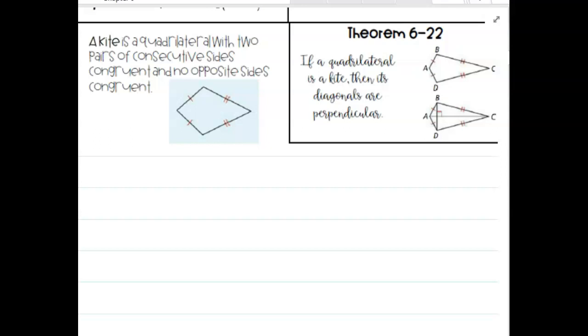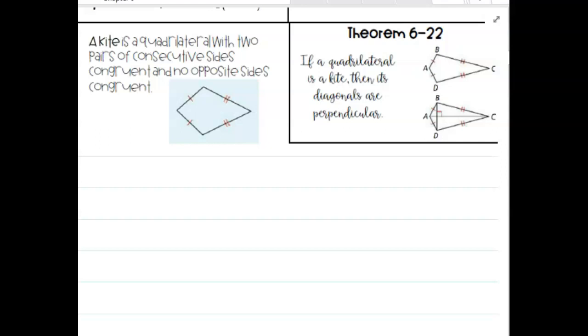So what a kite is, it's a quadrilateral that has 2 pairs of consecutive sides that are congruent. Consecutive means right next to each other. So notice that the top left and the bottom left, those are congruent, right next to each other. And then the 2 right sides are going to be congruent. But what's important here is there are no opposite sides congruent. If it's a kite, you could not have opposite sides congruent, which means a kite cannot be a parallelogram.